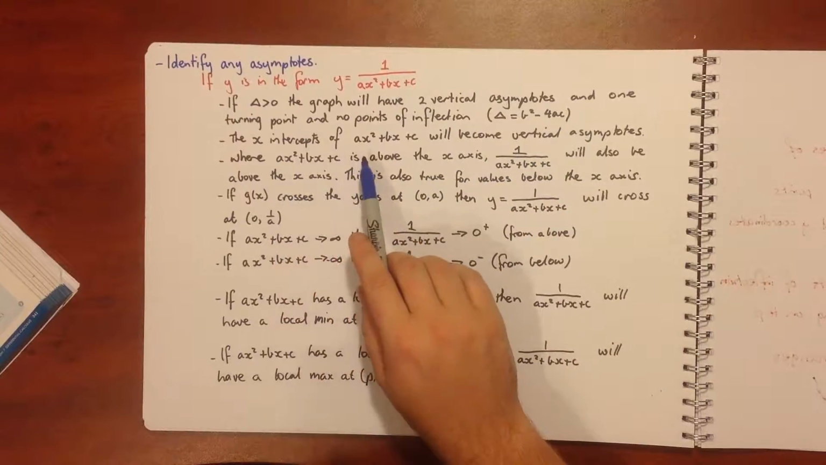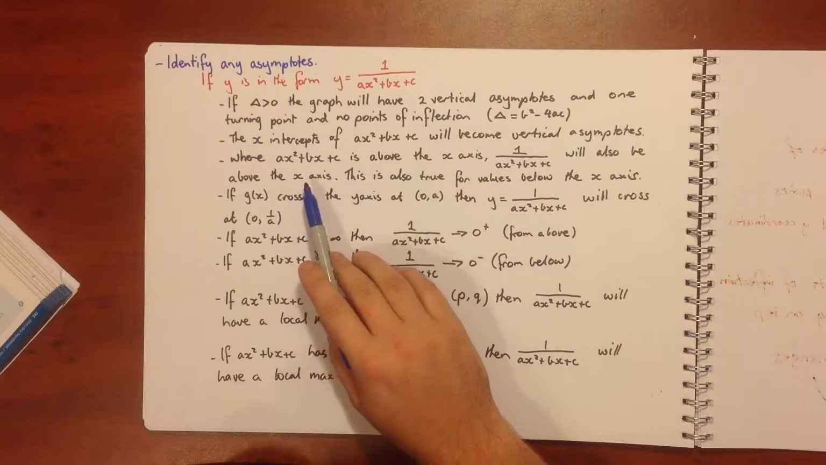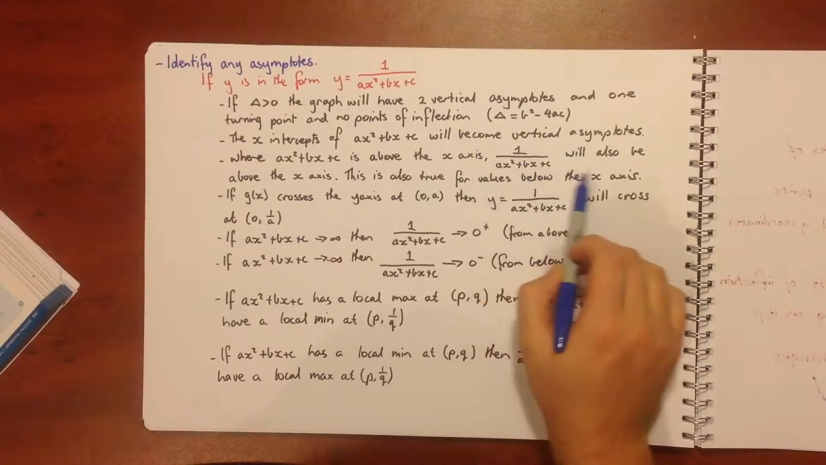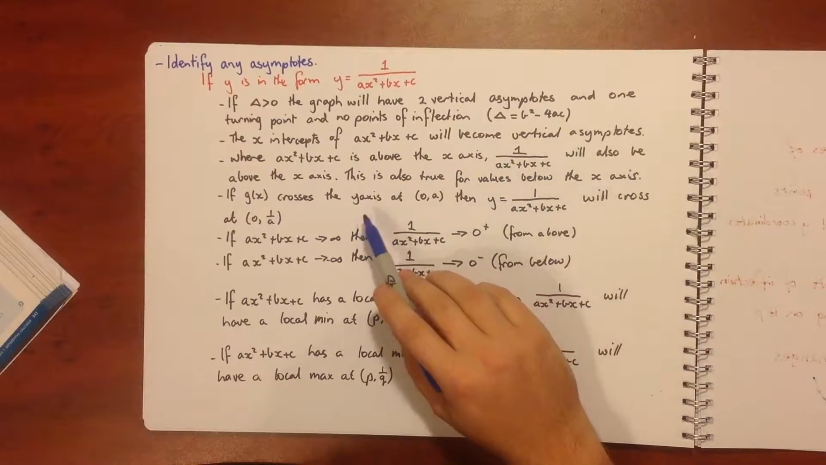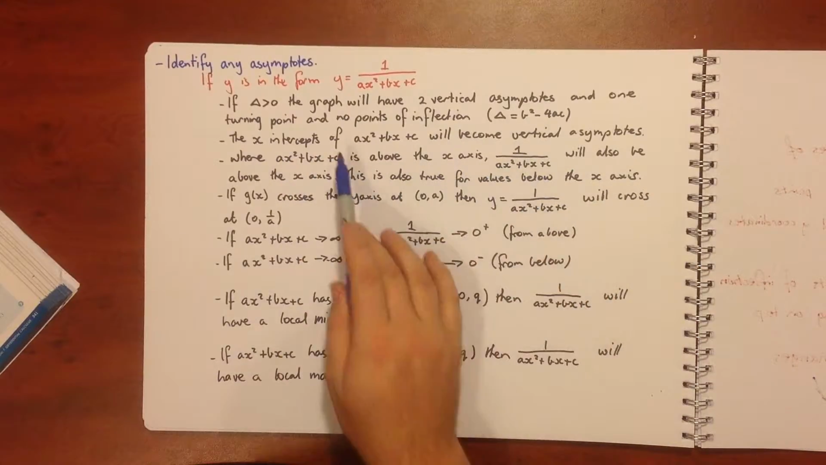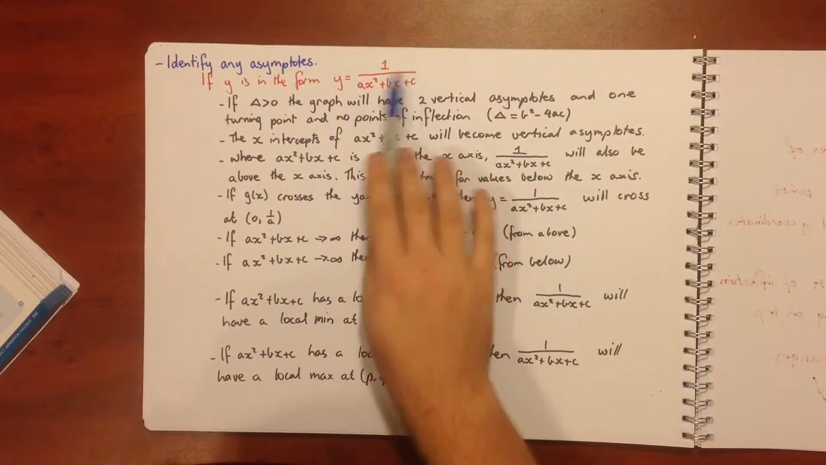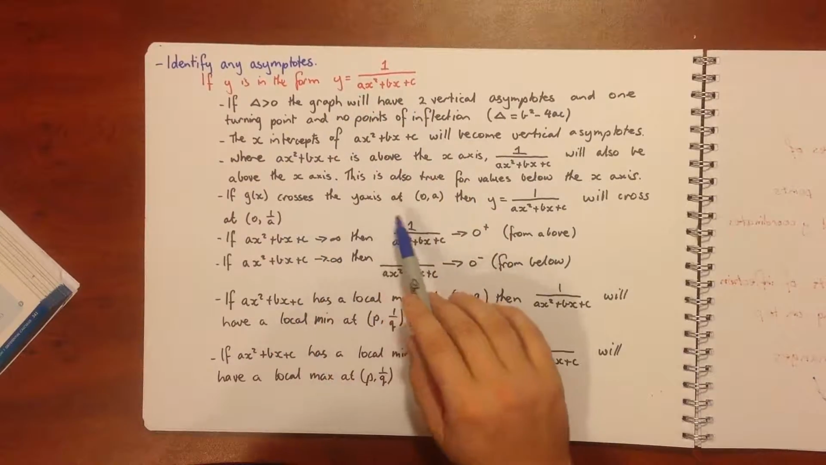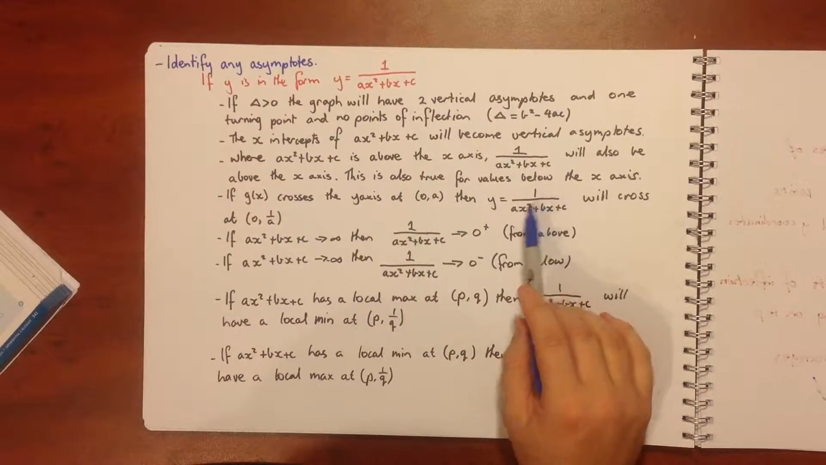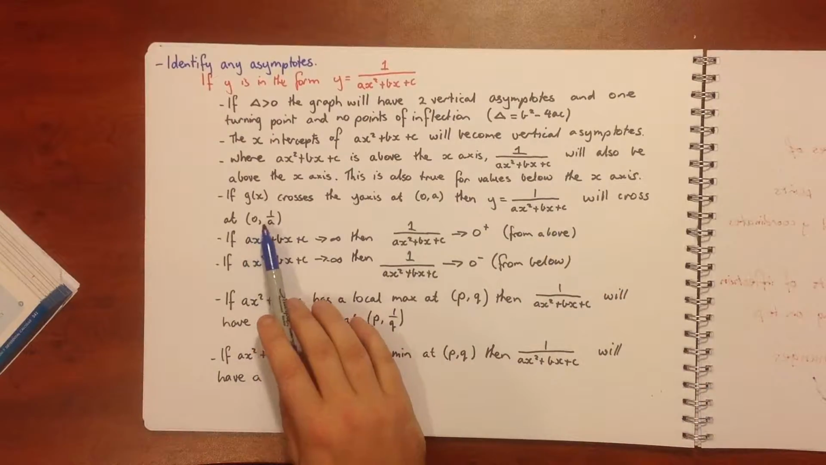The x-intercepts of ax squared plus bx plus c will become the vertical asymptotes. Where ax squared plus bx plus c is above the x-axis, 1 over that will also be above the x-axis. This is also true for values below the x-axis. So where this is below, this will be below; where this is above, this will be above. If g of x, which we're saying is this part, crosses the y-axis at 0, a, then y equals 1 over ax squared plus bx plus c will cross at 0 and 1 on a.